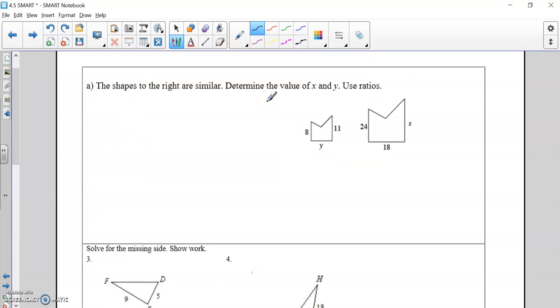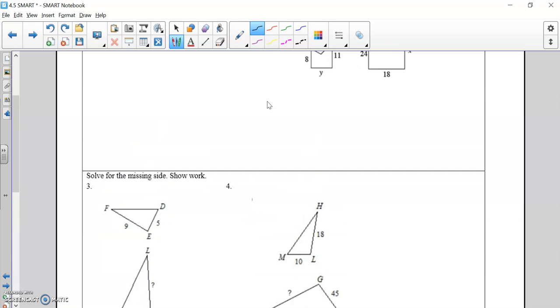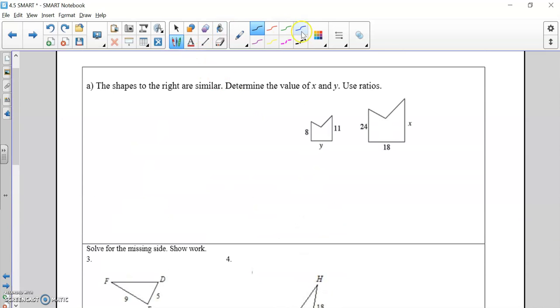So now we're going to continue doing a little bit of practice finding some missing sides. So the first thing you want to do is match the corresponding pieces. So like this left side is going to match with this left side. This right side is going to match with this right side. And this bottom, the base, is going to match with the base on this shape.